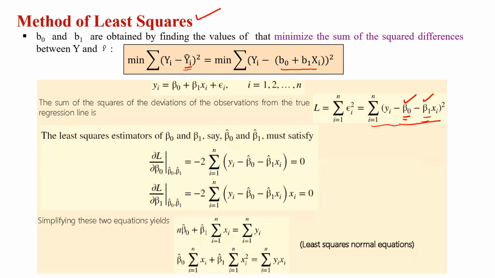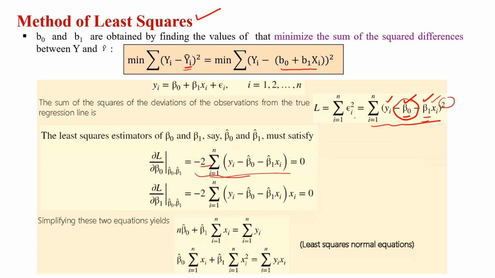differentiate this function with respect to beta naught. When we differentiate this, as we know, the power 2 comes first, and then the function. Because we are partially differentiating with respect to beta naught, this value would be 0, this value would also be 0, and when differentiating this function with respect to beta naught, the answer would be -1. So we will get this equation and we will put it equal to 0.